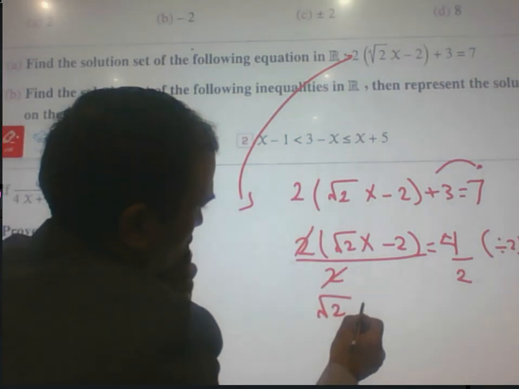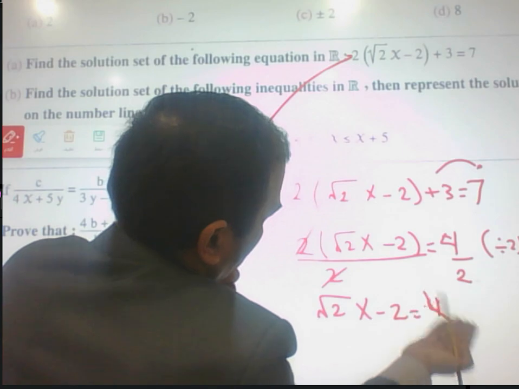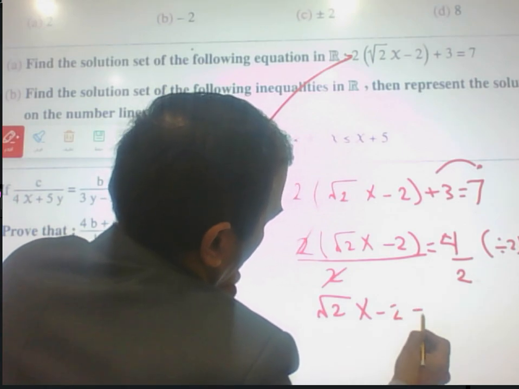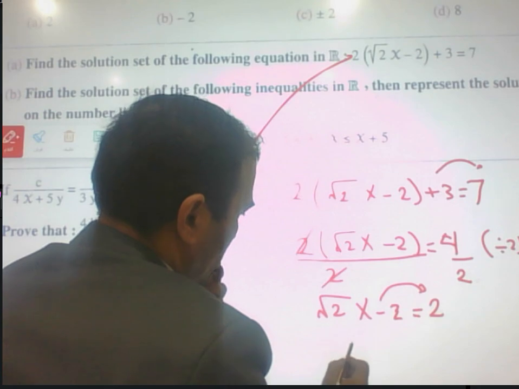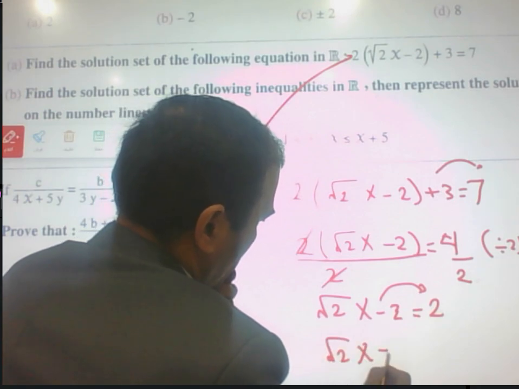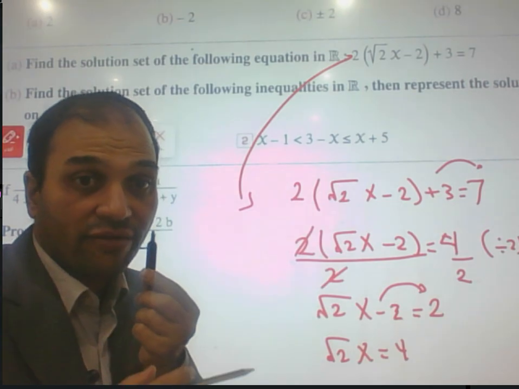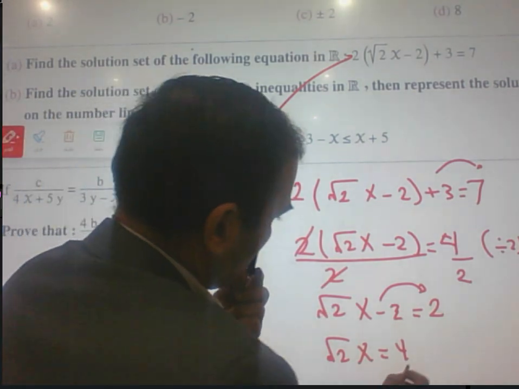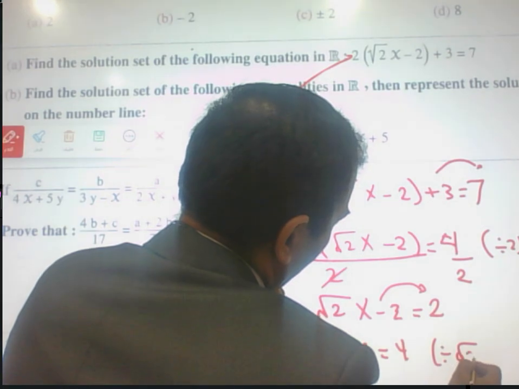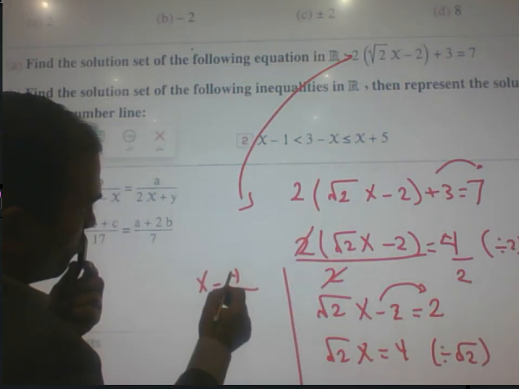Next step, we have root 2 times x minus 2 equals 4 over 2. 4 divided by 2 equals 2, then the result will be 2. Next step, I will move negative 2 to the other side and change the sign. Then root 2x will equal 2 plus 2, which equals 4. Next step, we must cancel root 2 by dividing. Root 2 times what equals 4? You must divide by root 2 to find the answer. Then the value of x is equivalent to 4 over root 2.